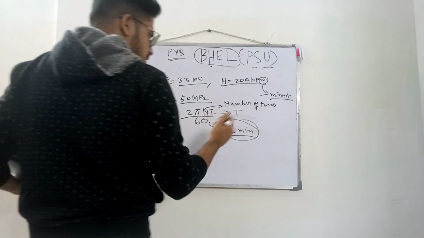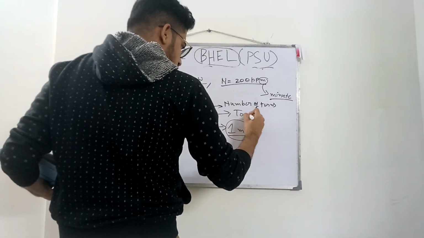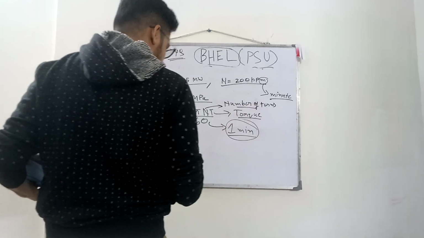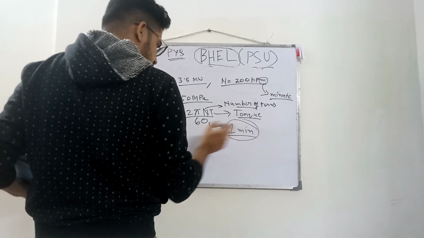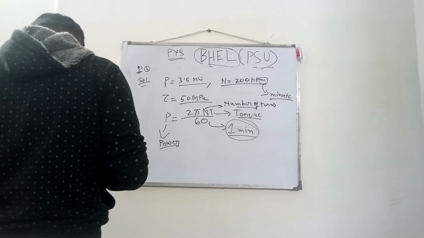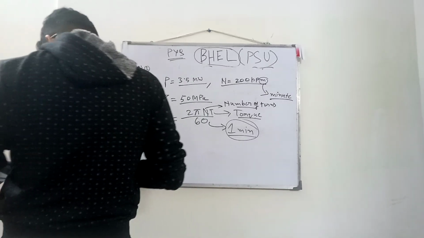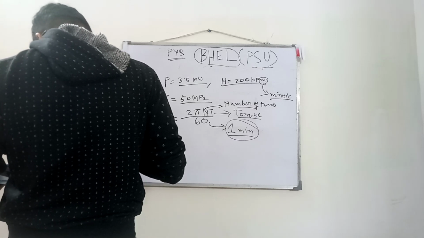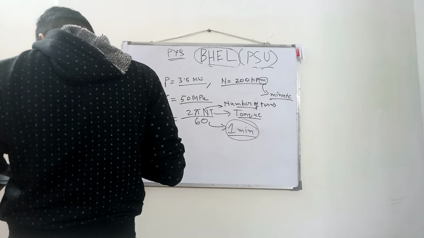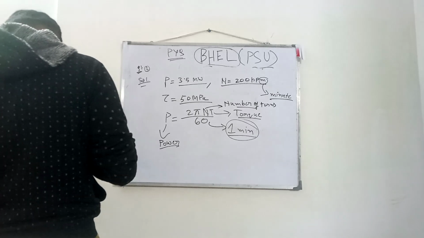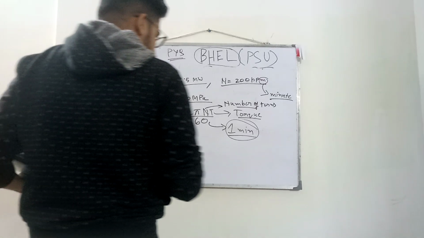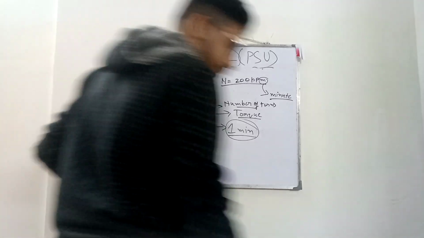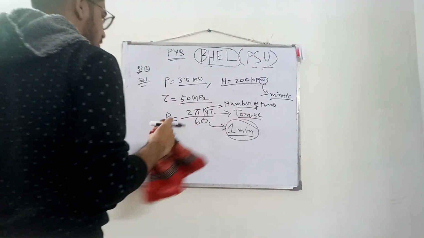Okay, so this is torque, this is number of turns, and this is power, and this denotes 1 minute. This is the formula of power. So we have to find out the induced shear stress. I hope you noted it down. This is the formula of power.